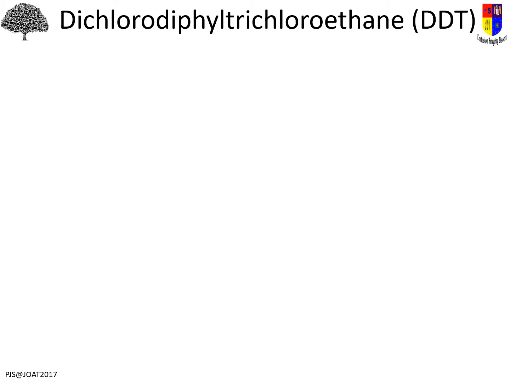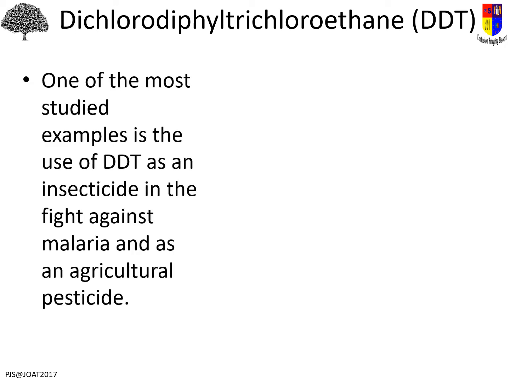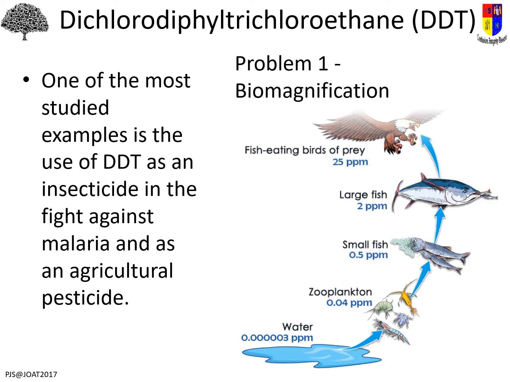So one of the other really good examples we have of this is something called DDT. I'm not even going to attempt to say that one out loud. Okay, now DDT is an insecticide, and it's a really good insecticide, and it was used as an attempt to fight against malaria. So what they were trying to do was to knock out the mosquito transfer bit, and it was also used as an agricultural pesticide. So the first problem here was biomagnification.